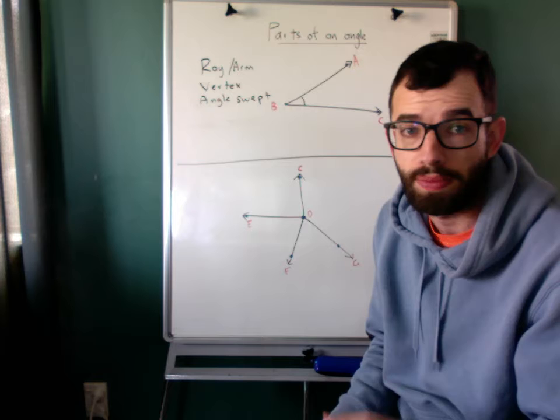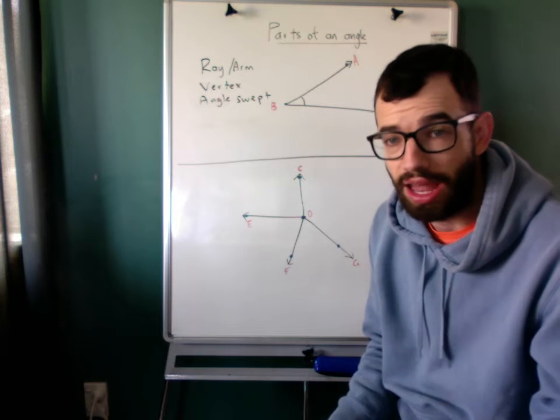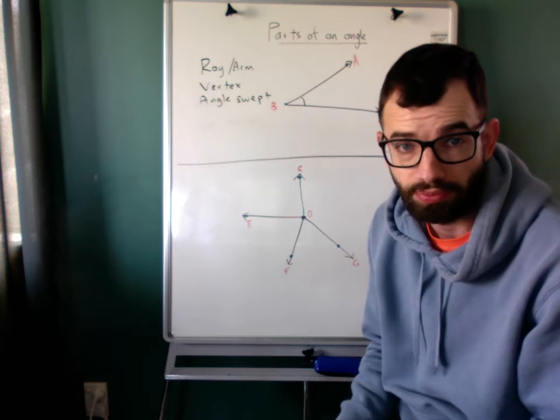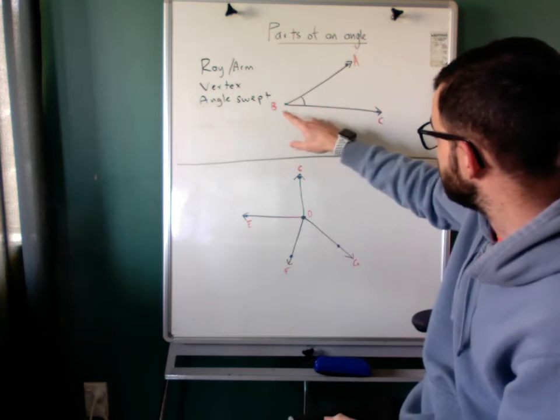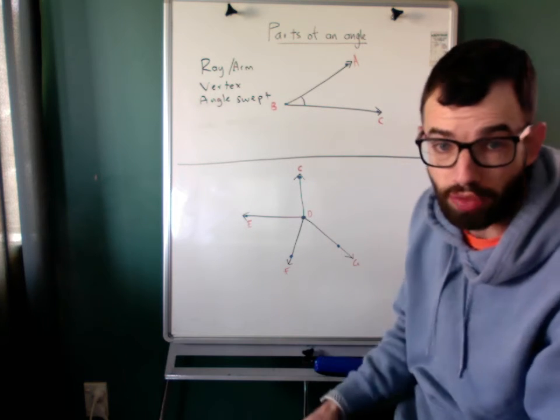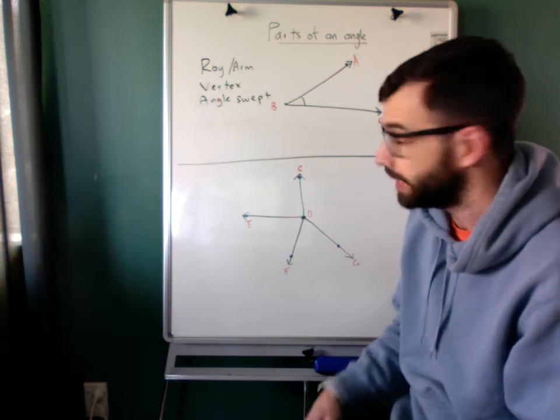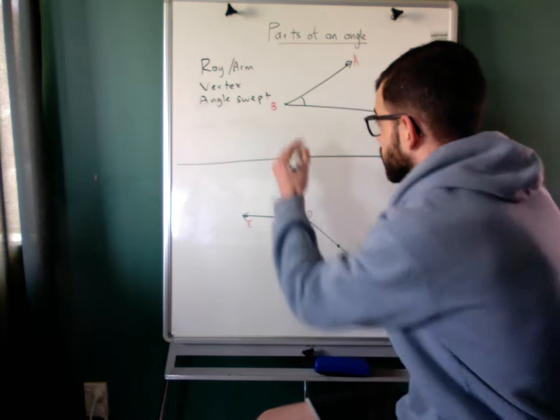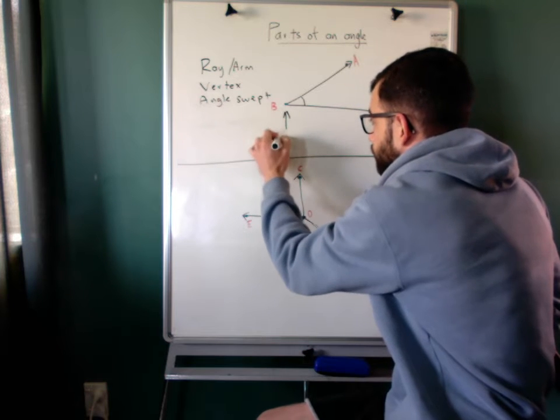Okay, so just to remind you, the ray or arm is a line between 2 points. Okay, so we could have AB, BC, CD, so on and so forth. Okay, next thing is the vertex. Now this here is our vertex.